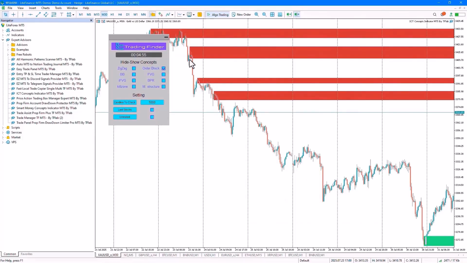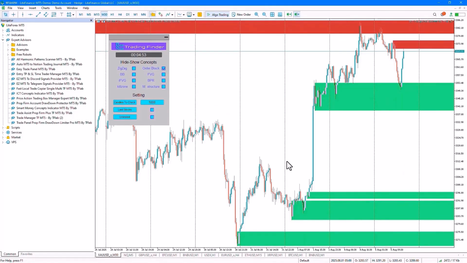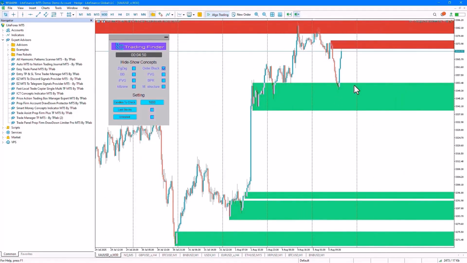Bearish order block zones are distinctly shown in a prominent red color, while bullish order block zones are clearly displayed in a vibrant green.